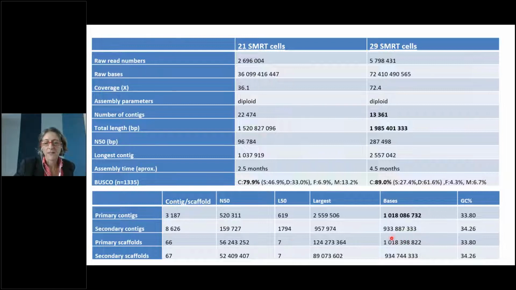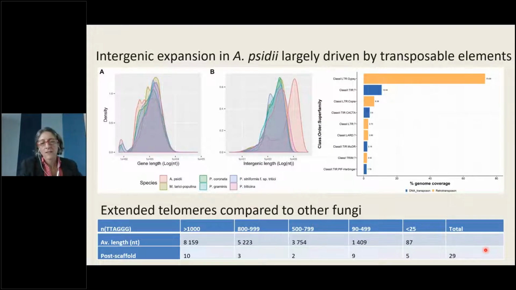And the primary genome assembly was 1.018 and a very low GC content. So why has it got such a low GC content, and what are some of the characteristics? Well, when we did a little bit of downstream analysis on the genome, we found that the gene spaces, that is the gene lengths of Austropuccinia psidii, which are the red bars, were similar to other rust species, but the intergenic spaces between the genes were like an order of magnitude different.